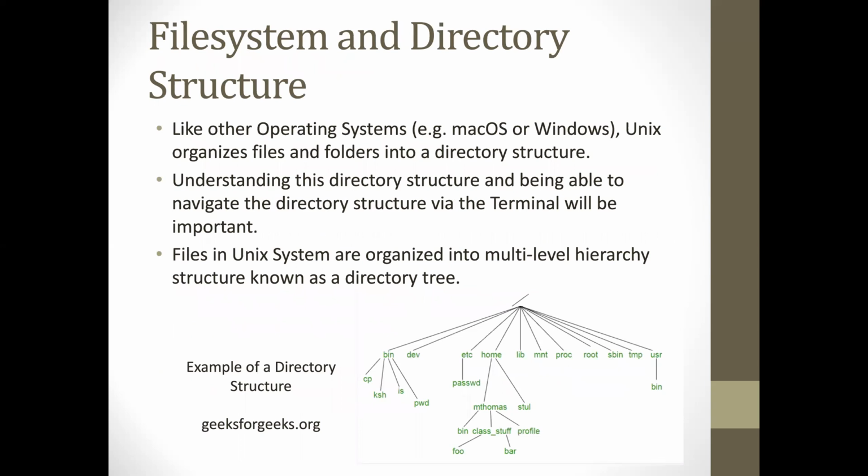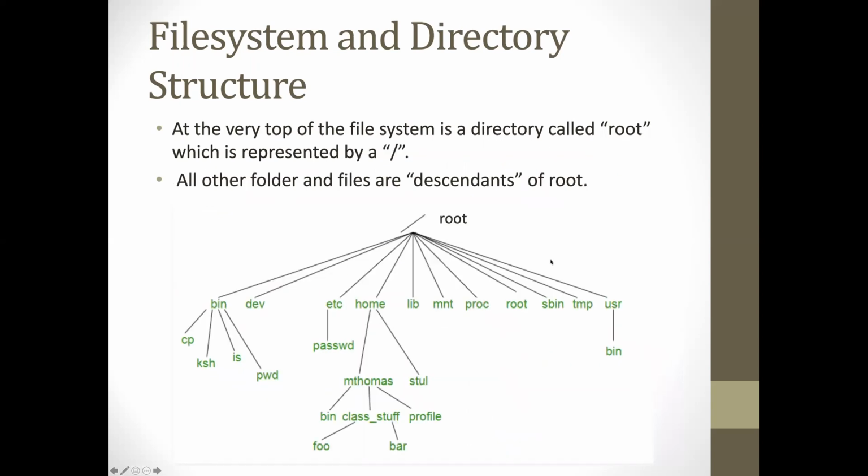So what is the file system and directory structure? Like any operating system, like Mac or Windows, Unix organizes files and folders into a directory structure. Understanding this structure and being able to navigate the directory structure with the command line or terminal will be very important. Files in a Unix system are organized in what is known as a multi-level hierarchy structure, also known as a directory tree. An example of this structure can be seen here in this figure. At the very top of the file system is called the root, and it's represented by this /. All other folders or directories and files are descendants of this root.